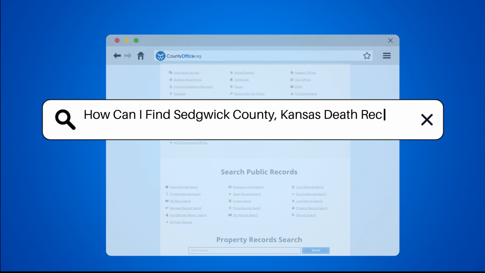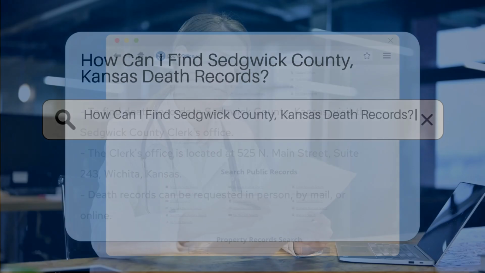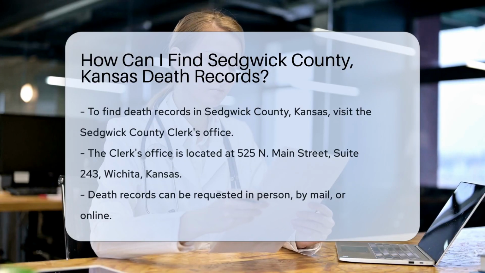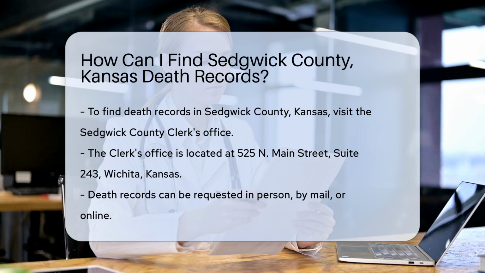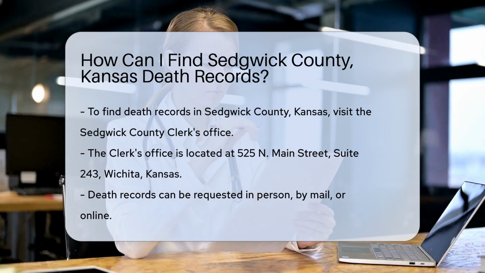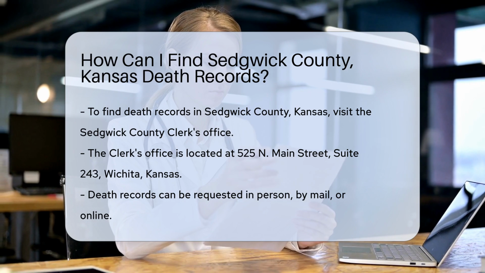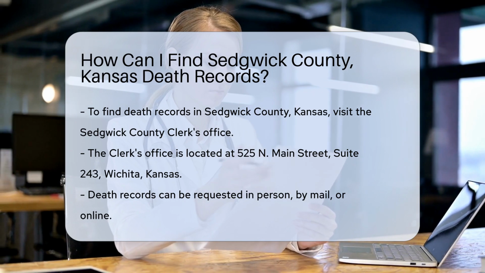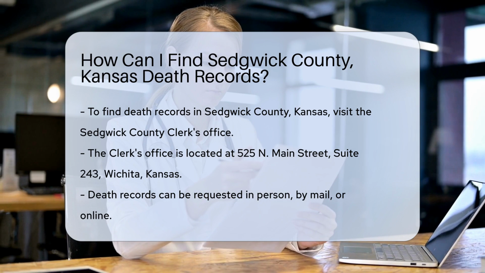How can I find Sedgwick County, Kansas death records? To find death records in Sedgwick County, Kansas, you can start by visiting the Sedgwick County Clerk's Office. They maintain vital records, including death certificates. The office is located at 525 N Main Street, Suite 243, Wichita, Kansas.